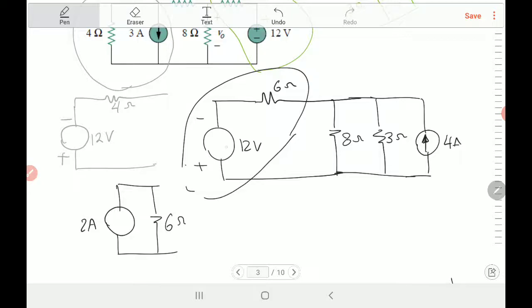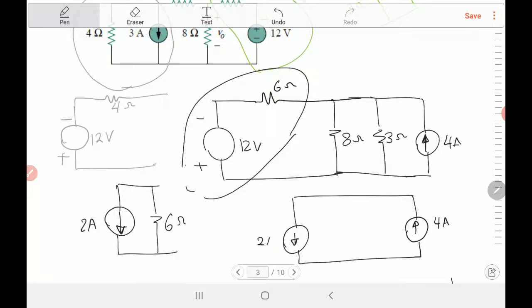You will ask yourself, should the arrow be upward or downward? Look at the polarity. Downward, so downward. Now we're going to replace this one in the circuit. Let's sketch the circuit now. 4 ampere, and on the other side you have 2 ampere. And then you've got 6 ohm here, 3 ohm here, and in the middle, 8 ohm. That's where you want to find the output voltage.